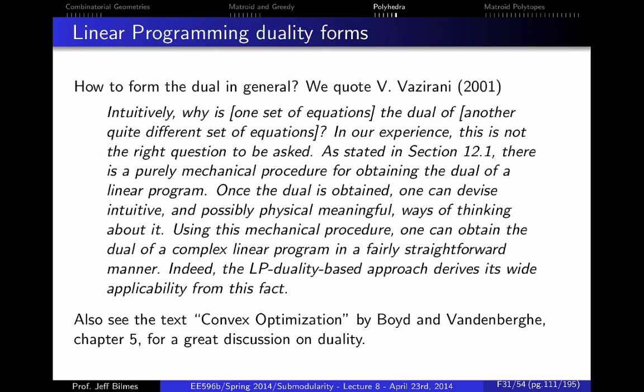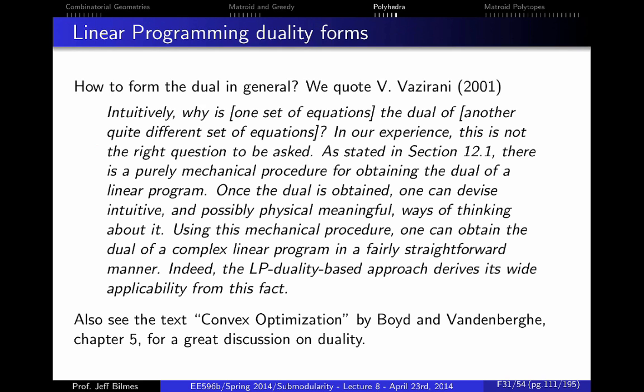So intuitively, why is one set of equations the dual of another, quite different set of equations, like for example the primal and duals that we just saw? So this is a quote from the book: in our experience, this is not the right question to be asked. As stated in section 12.1 of the book, there is a purely mechanical procedure for obtaining the dual of the linear program.